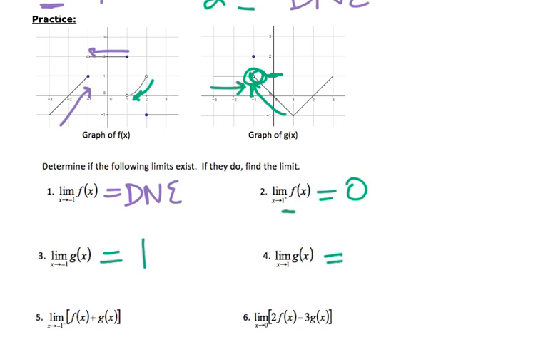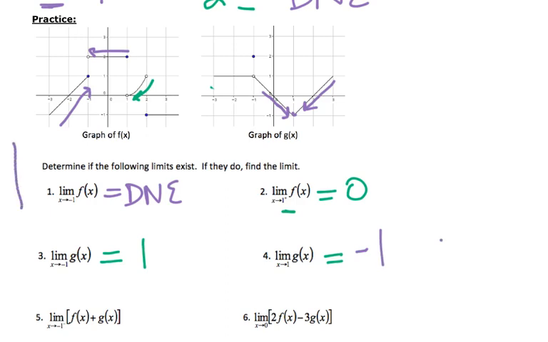When we're doing the limit of g of x as x approaches positive 1, we can approach from the left. The y value is negative 1. When we approach from the right, it's also negative 1. So this limit is negative 1.